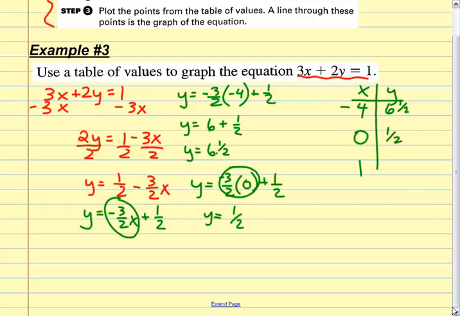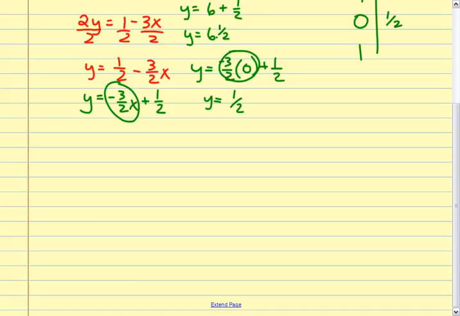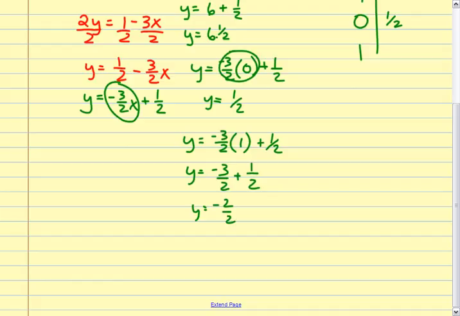Okay? And then the last one, here, let me scoot down. Y is equal to negative 3 over 2 times 1 plus a half. So y is equal to negative 3 over 2 plus 1 over 2. Y is equal to negative 2 over 2. So y is equal to 1. Nice. Okay. Oh, I'm sorry, negative 1. Thank you.